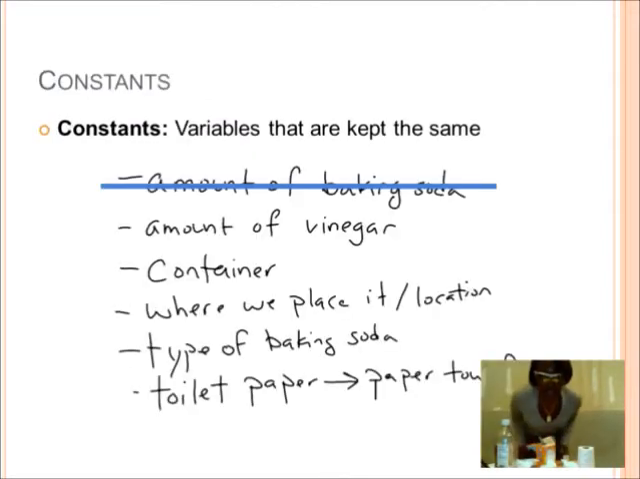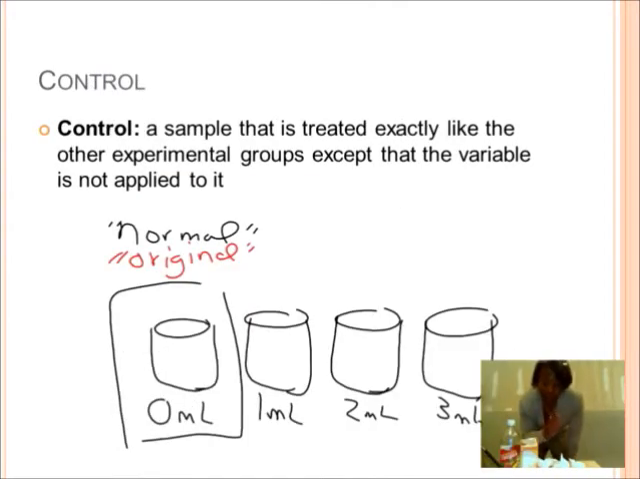Everything that we kept the same in this experiment are called our constants. So the amount of vinegar that we added stayed the same in each canister. The container was the same. Where we placed it, the type of baking soda that we use, the amount and type of toilet paper that we use, that all stayed the same. Those are our constants.